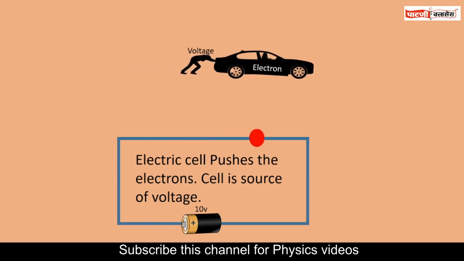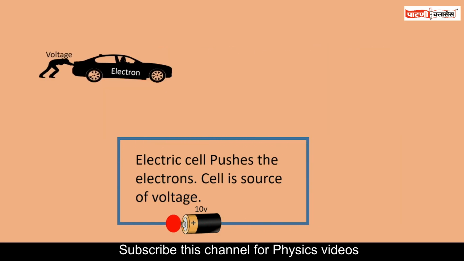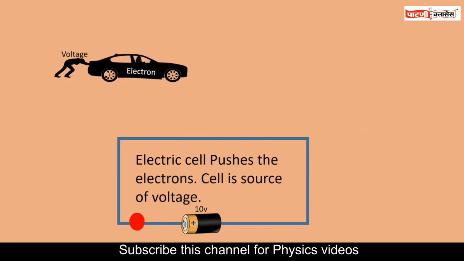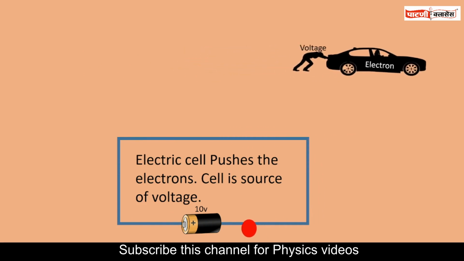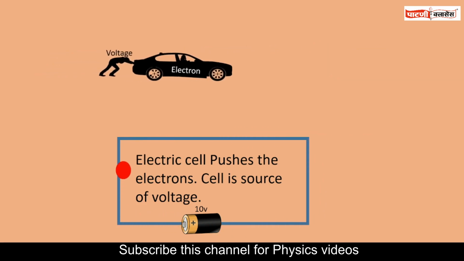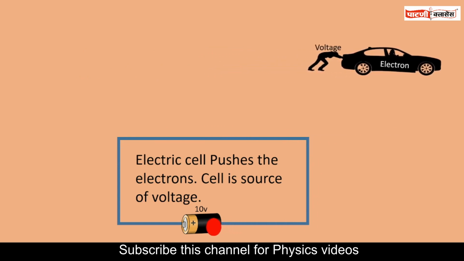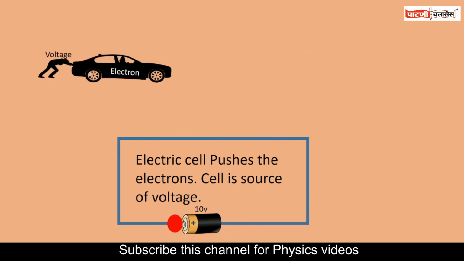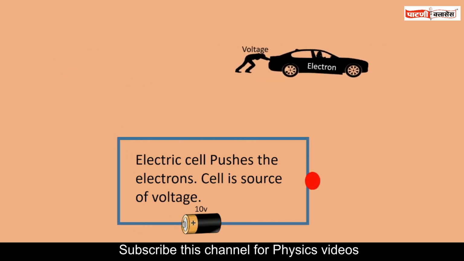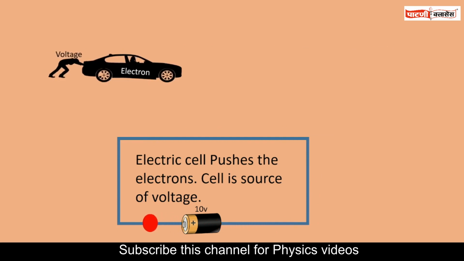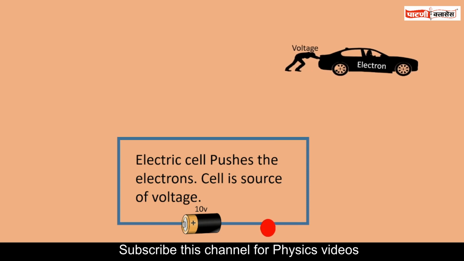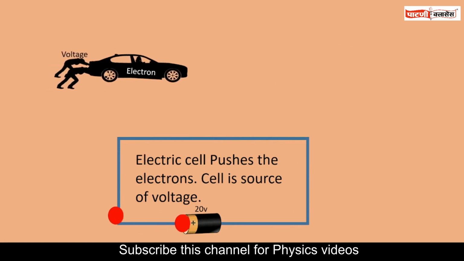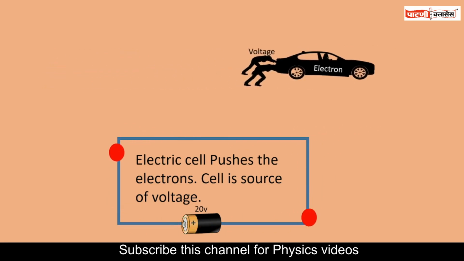Here in this animation, one man is pushing the car, so the car is moving ahead. On the other hand, the source of voltage is a battery and the value of voltage equals 10 volts. Now suppose we increase the number of men pushing the car or we increase the value of the voltage. What happens? Let us see. Now, two men are pushing the car and the battery voltage equals 20 volts.